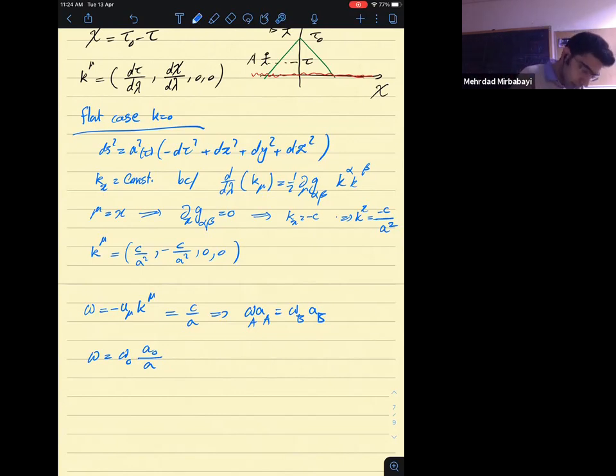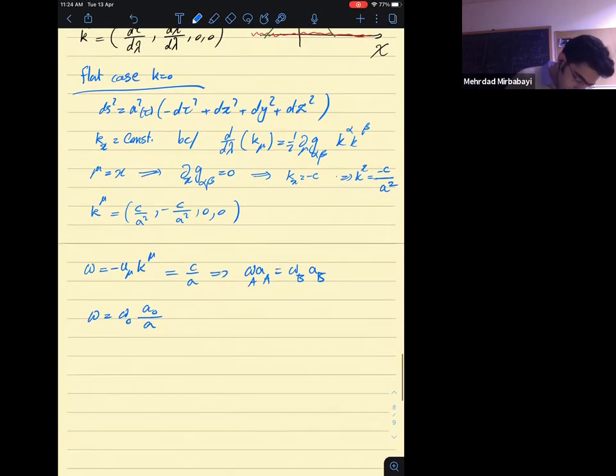Maybe here is a good time to restore this time coordinate, tau, omega of tau. So this factor is larger than 1, which means that the frequency that we observe is less than the frequency of the photon when it was sent. This is called redshift. Of course, you are familiar with redshift.